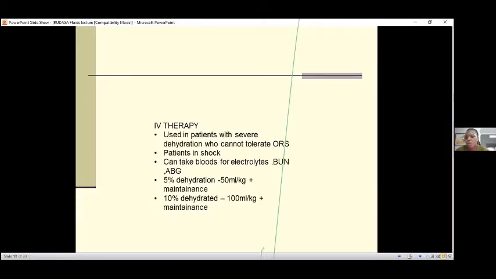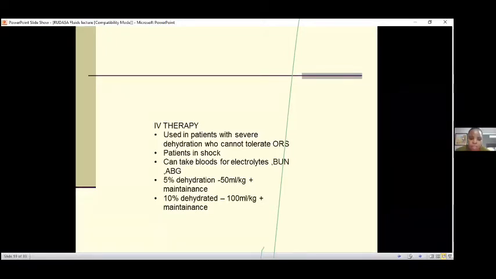But I know most of the hospitals in the periphery do not have blood gas machines. And even their bloods take time to get results. They are usually sendaways.